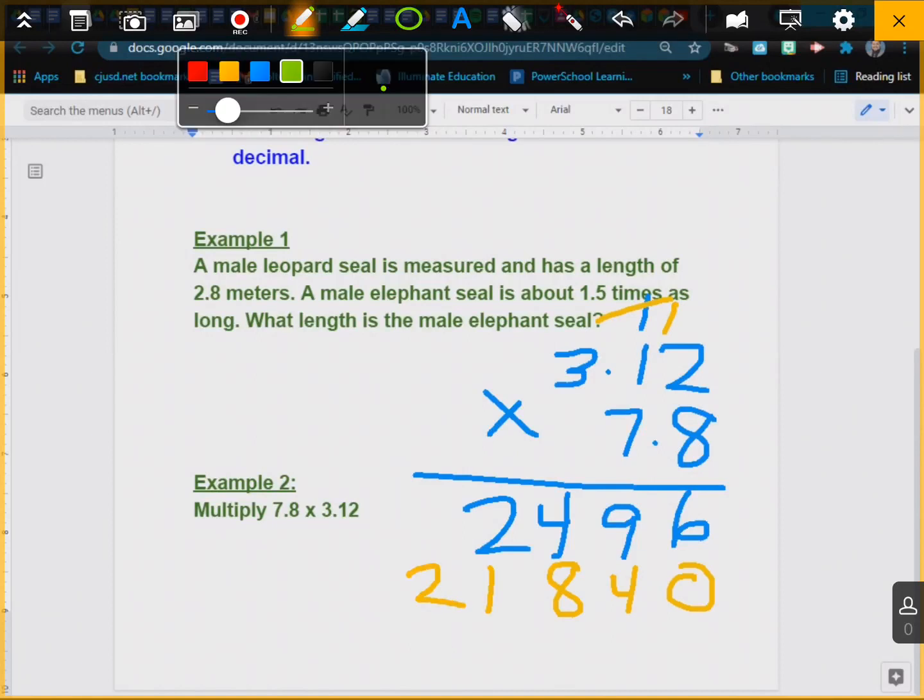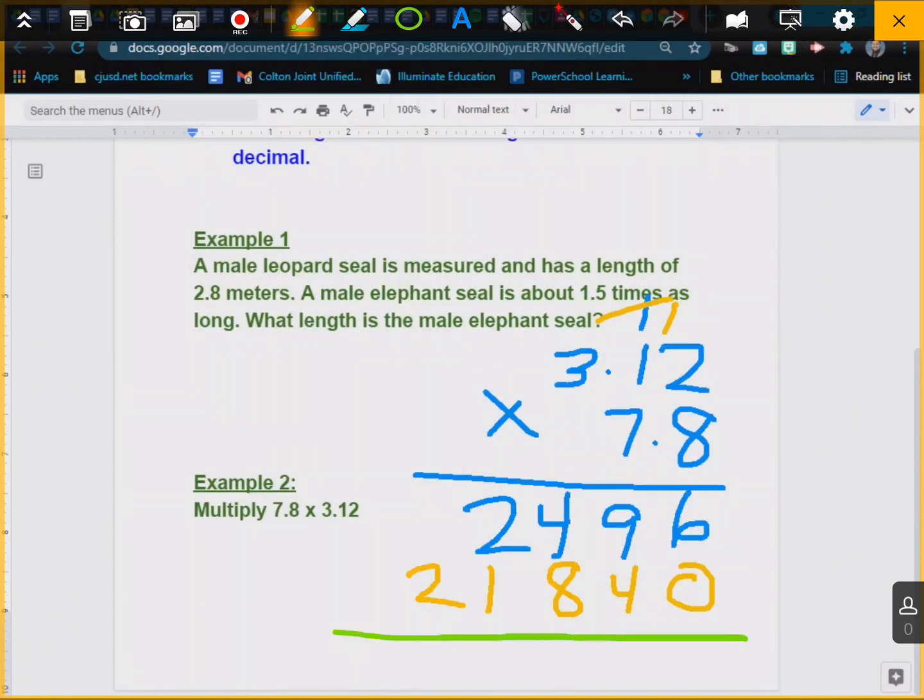Now I add the partial products. 6 plus 0 is 6. 9 plus 4 is 13. Carry the 1. 8 plus 5 is 13. Carry the 1. 2 plus 1 plus 1 is 4. And 2 plus nothing is 2. So I have 2, 4, 3, 3, 6.